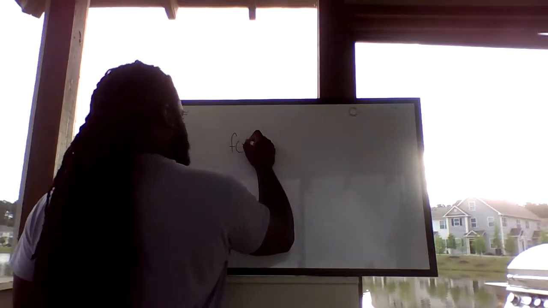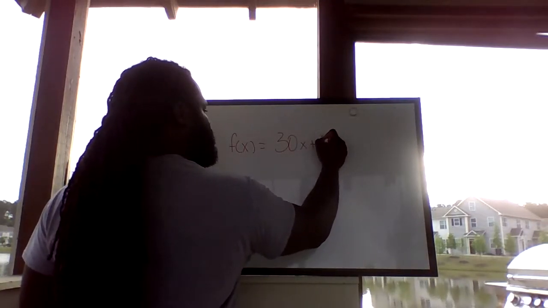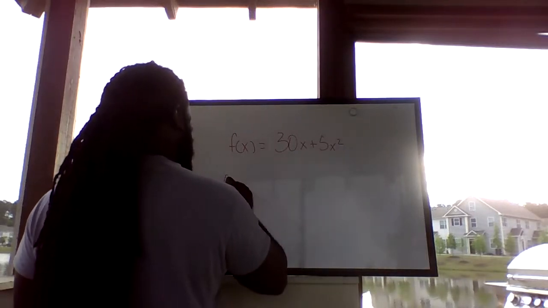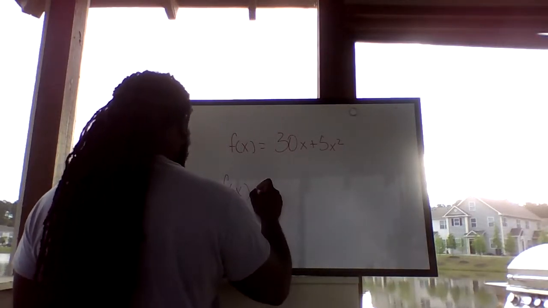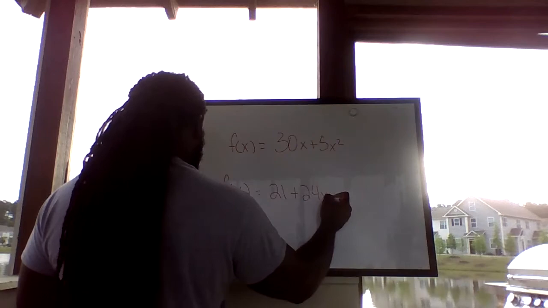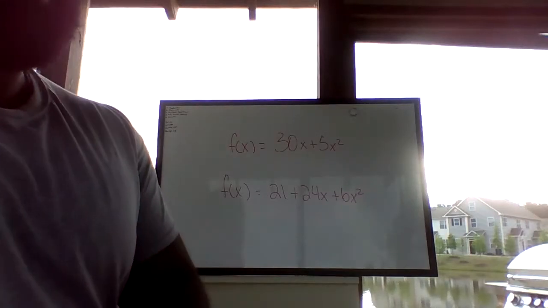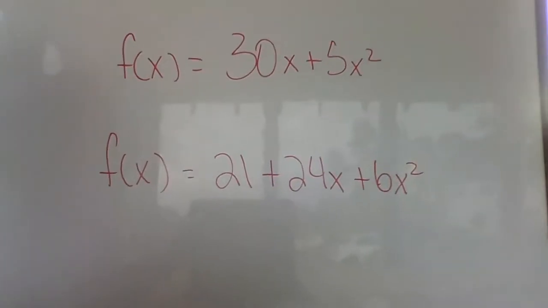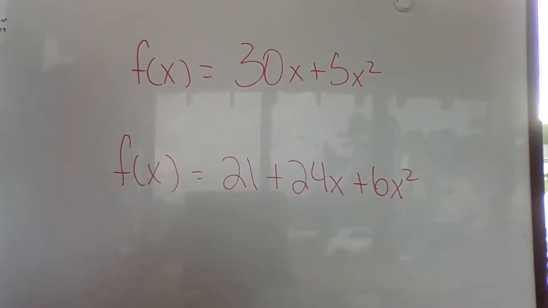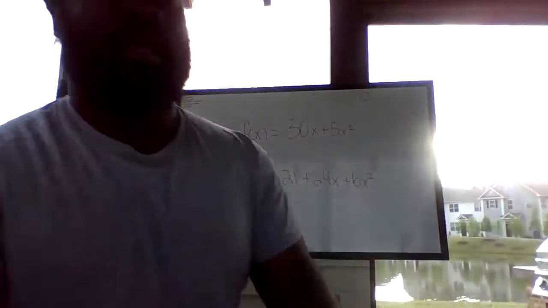This is what we're turning in on Google Classroom. We're turning in f of x equals 30x plus 5x squared, and then f of x equals 21 plus 24x plus 6x squared. Those are your 2 problems for homework. Complete them on your own sheet of paper, take a picture, upload it to your Google Classroom, and I will put in the grade for that.